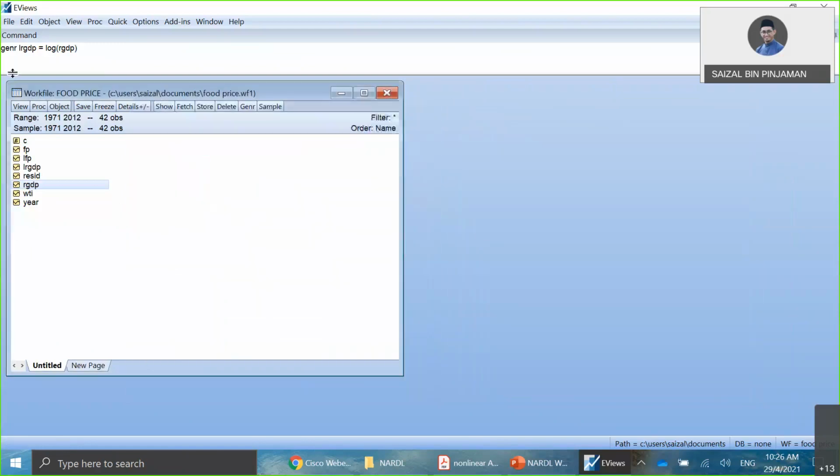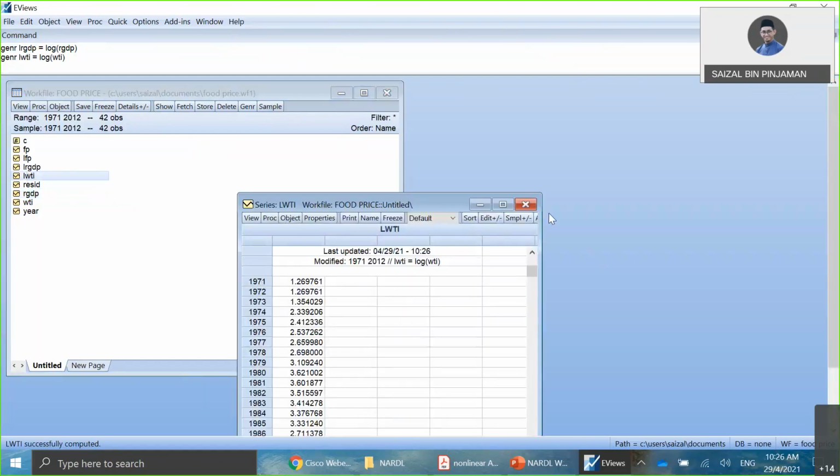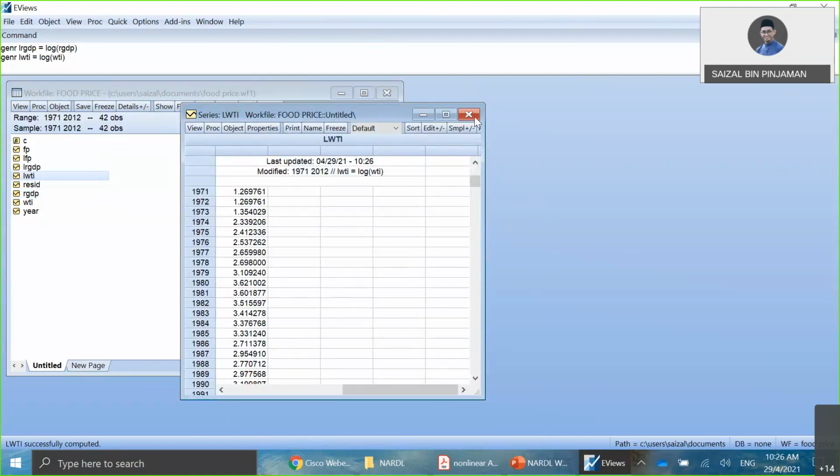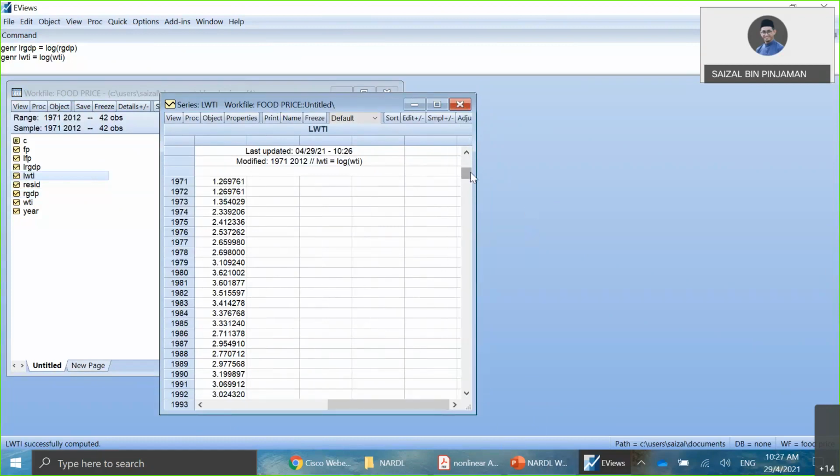And then after that, we can proceed with the third variable of interest, which is the fuel price. So we generate the log for fuel price, LWTI, as we name it, equal to log of WTI, West Texas Intermediate. And then just like before, we click the enter button. So we have LWTI. Okay, if you have any question, you can also switch on your microphone or put it in the chat box.